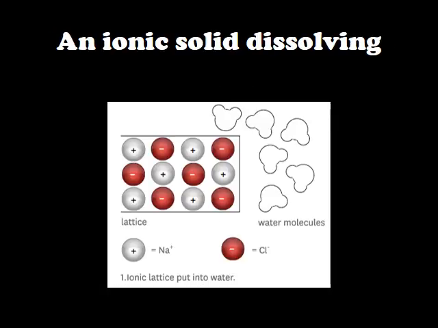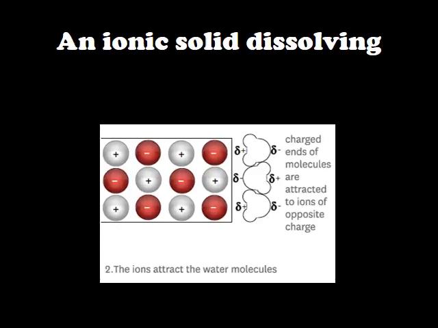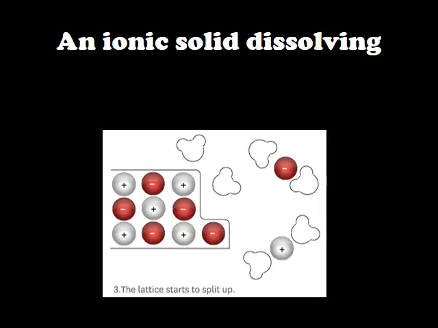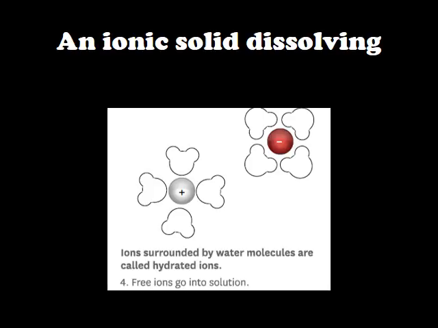Similar with ionic solids. Here we have a block of sodium chloride, the positive grey sodium, the negative red chloride, and it's put into water. So again, you've got the water molecule. The next step is that the charged ends of the molecules are attracted to the ions of the opposite charge. The positive sodium ions are attracted to the negative oxygens of the water, and the negative chloride ions are attracted to the positive hydrogens of the water. Therefore the lattice begins to split up, because the attraction between the water molecules and the ions is greater than the attraction between the ions in the lattice. So the ions end up surrounded by water molecules, and they're called hydrated ions, and the free ions then go into solution.